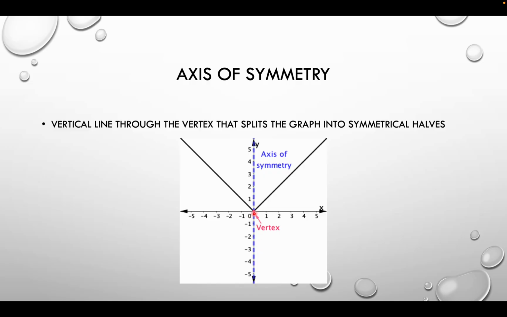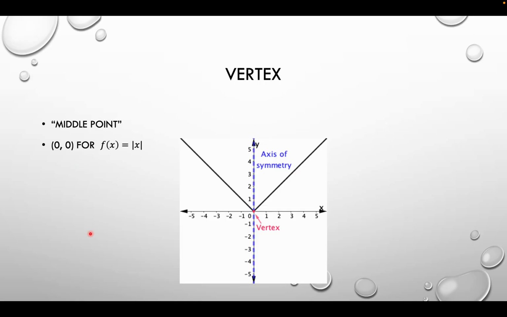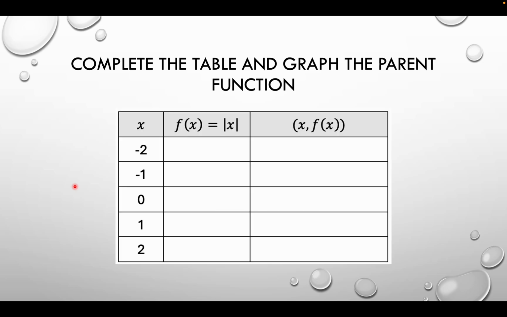The vertex is this point where it kind of changes directions. It's that middle point. For absolute value of x, it's going to be 0, 0. Reminder to pause the video at any time as you need to catch up with your notes.